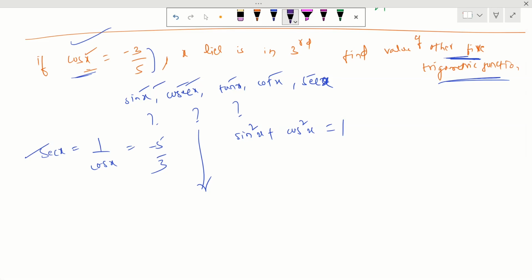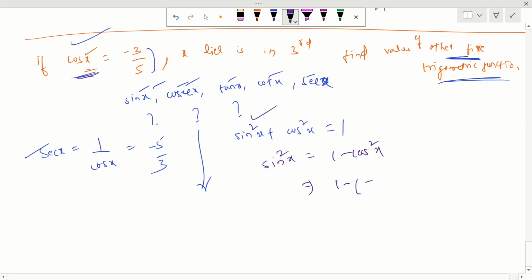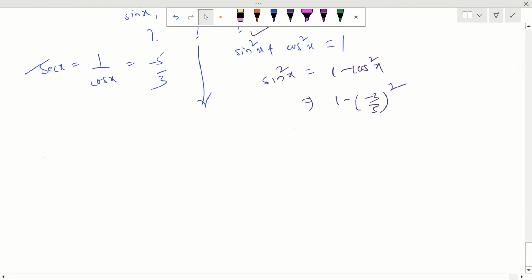And here the cos x value is given, so how do we find the sine value? Therefore, I am writing sine square x is equal to 1 minus cos square x. Right, this is correct. So 1 minus cos x, I put the value, it is minus 3 by 5 squared.